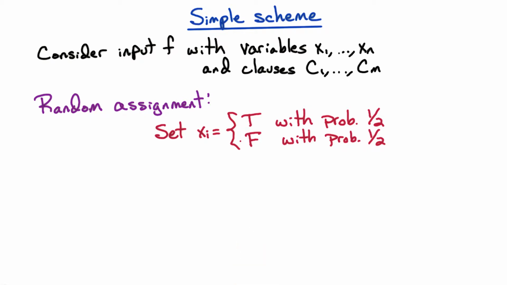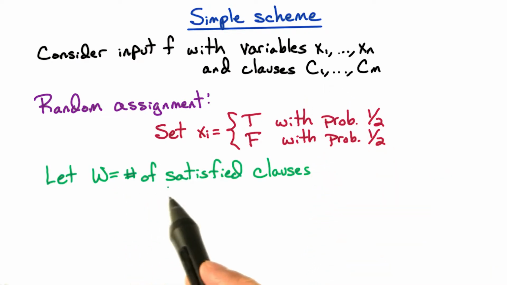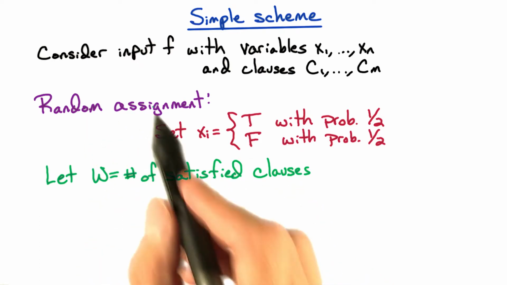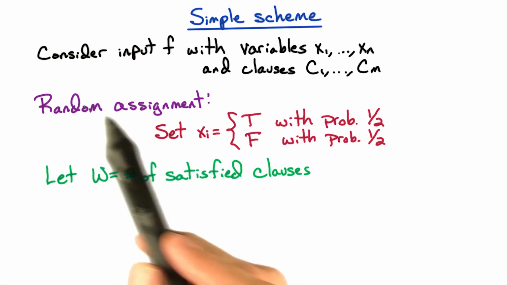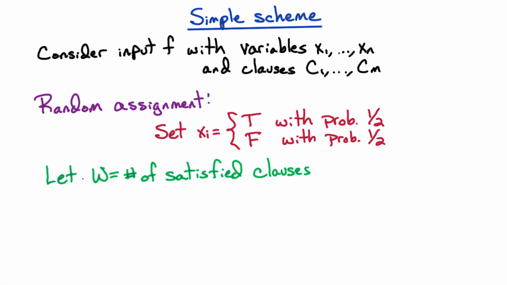Now, how does this random assignment perform? We want to look at the expected performance of this random assignment. How do we measure the performance of the algorithm? Well, we measure the performance by looking at the number of clauses satisfied. Therefore, let W denote the number of satisfied clauses by this random assignment. Now, since the assignment is random, W is also a random variable.